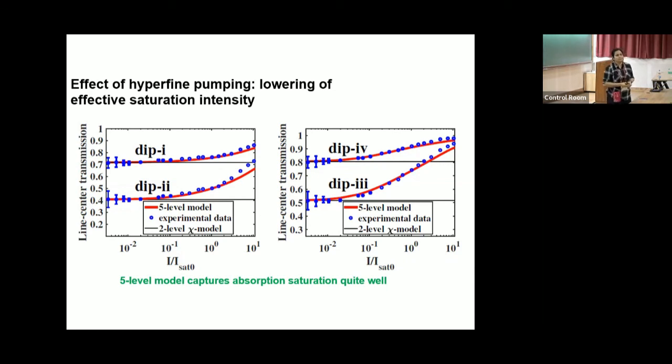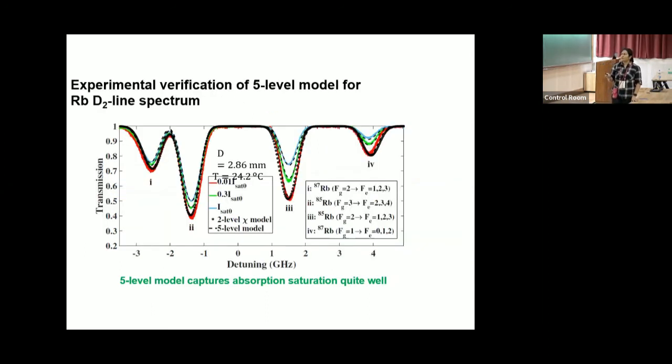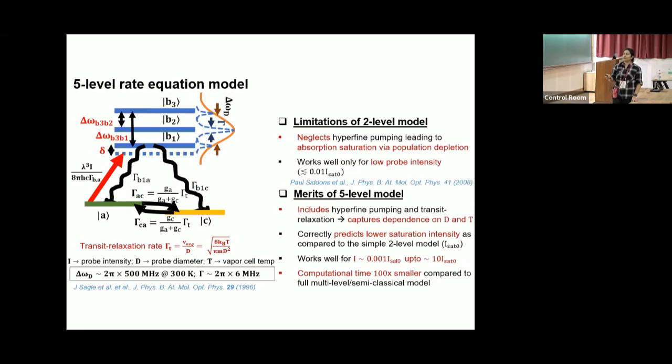What is the mechanism for hyperfine pumping? When you have a weak probe, it is fine. But when you have a strong probe, the atom can also get spontaneously emitted to the other ground level, and these are at different energy levels. So the probe actually offers a lower saturation intensity as compared to what you would imagine in a simple 2-level atom, where you don't incorporate hyperfine pumping.